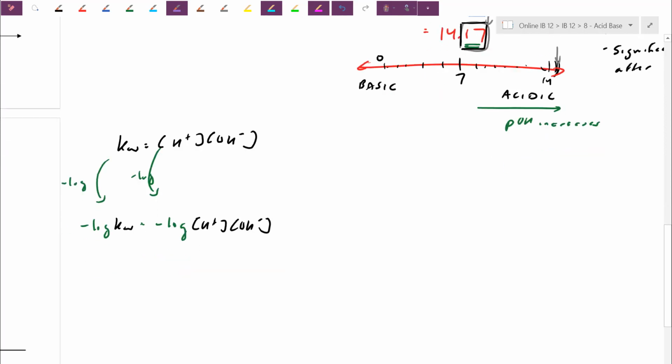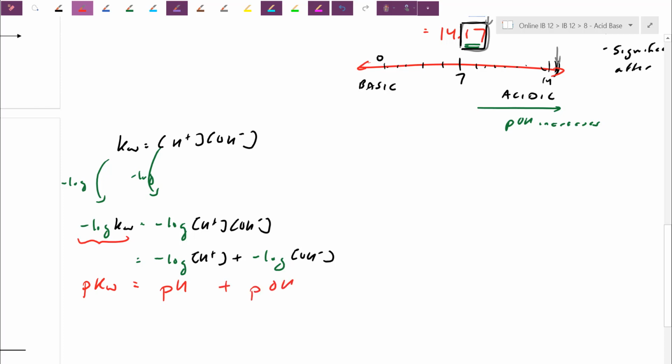We're going to use that same log rule from earlier. Log of 2 things multiplied is log of the first thing plus log of the second thing, minus log of H plus, added to another minus log of OH minus. I just distributed that negative log back over. And then hopefully you're able to say to me here, well, hey, this is negative log of Kw. Let's call this pKw. Sometimes Kw is also a very big number times 10 to the negative. pKw is actually equal to negative log H plus, oh, that's just pH. And negative log OH minus, oh, that's just pOH.